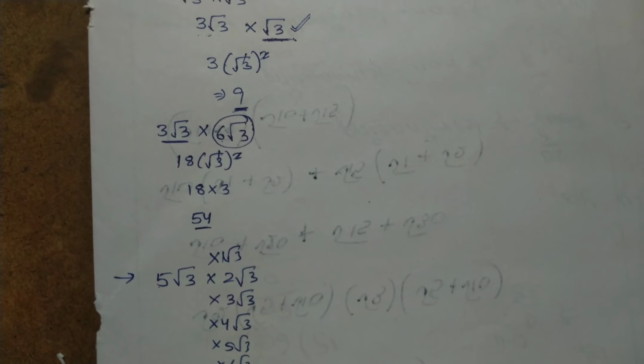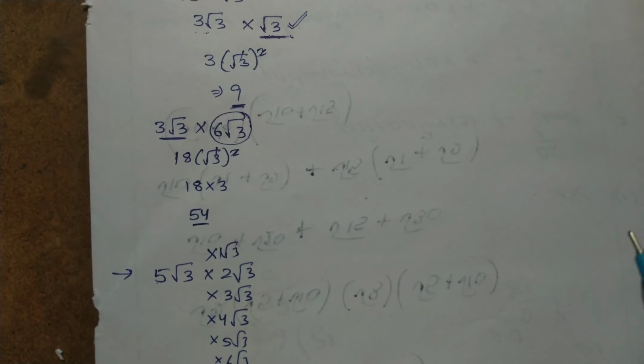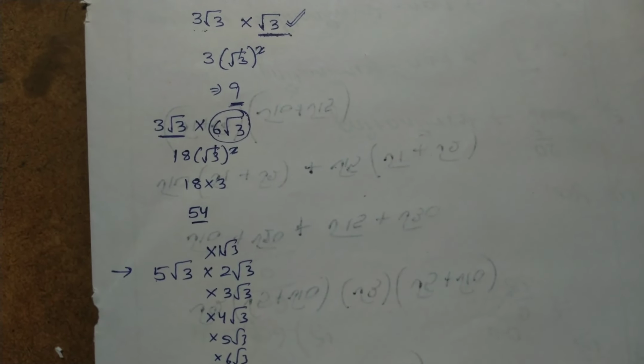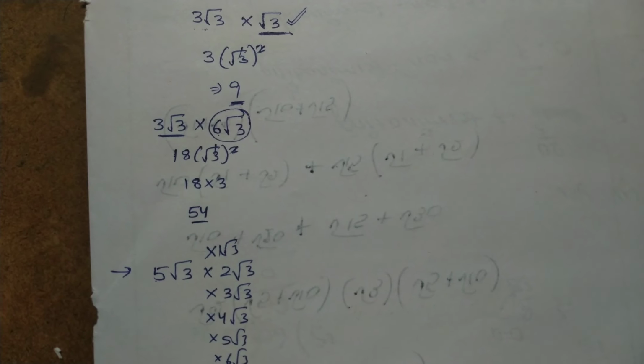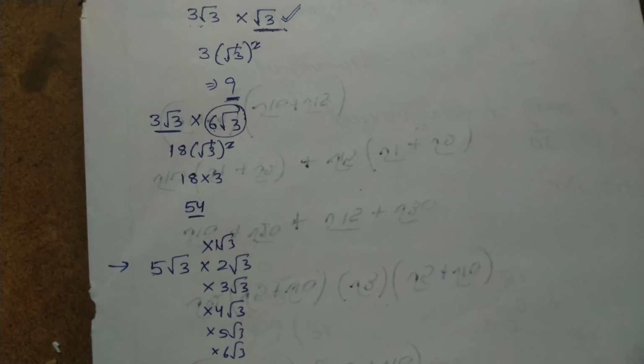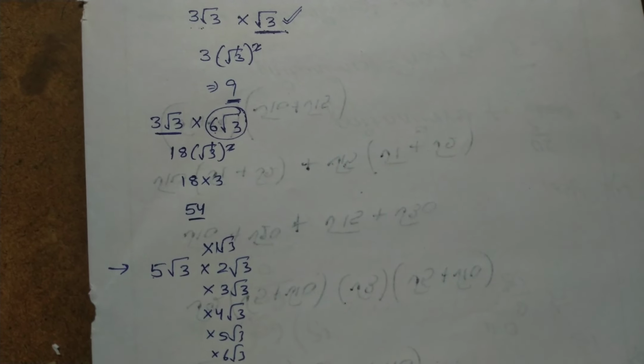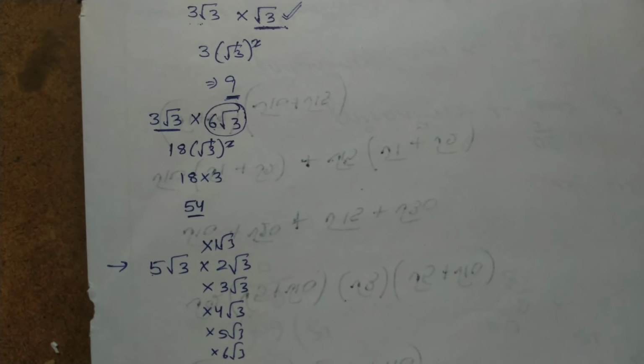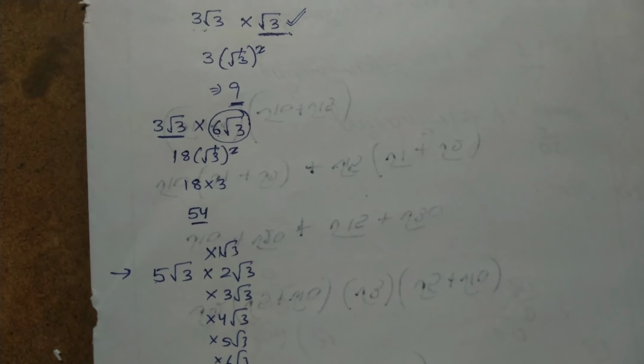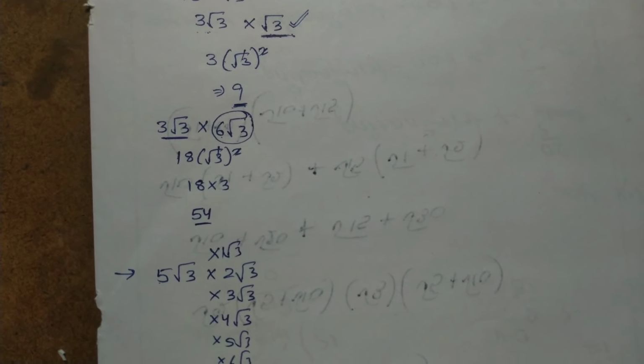Then what is the definition of rationalizing factor? It is simple. If the product of two surds is a rational number, then each of them is called the rationalizing factor of the other. Are you able to understand? Okay, this is how you have to solve for a rationalizing factor. Okay, thank you.